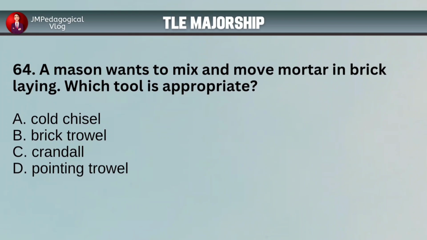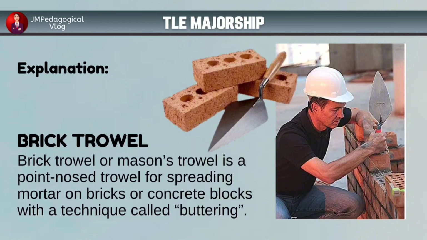64. A mason wants to mix and move mortar in bricklaying. Which tool is appropriate? A. Cold chisel. B. Brick trowel. C. Crandle. D. Pointing trowel. B. Brick trowel. Explanation. Brick trowel or mason's trowel is a point-nosed trowel for spreading mortar on bricks or concrete blocks with a technique called buttering.